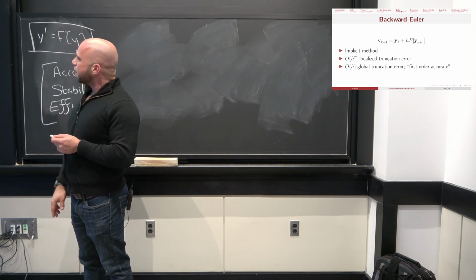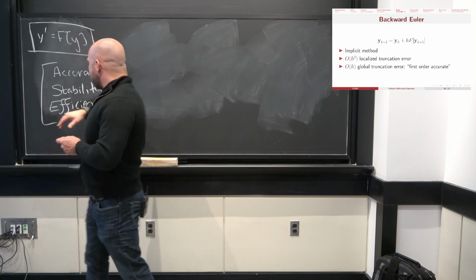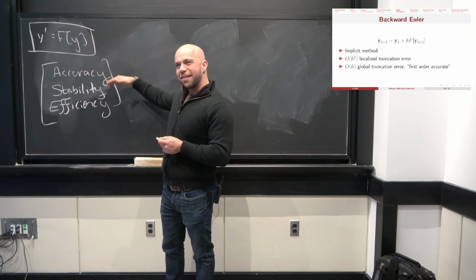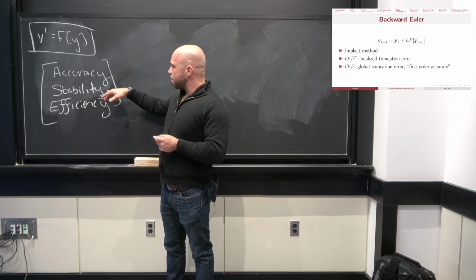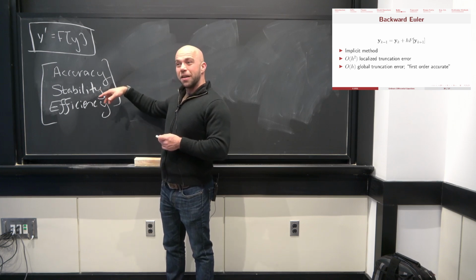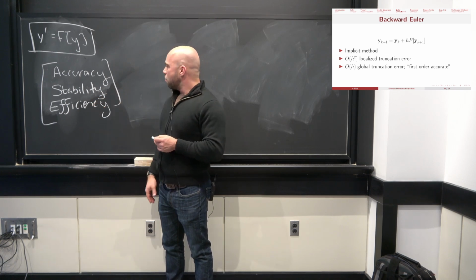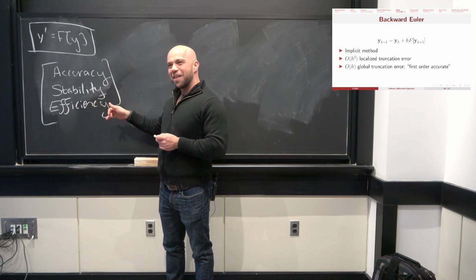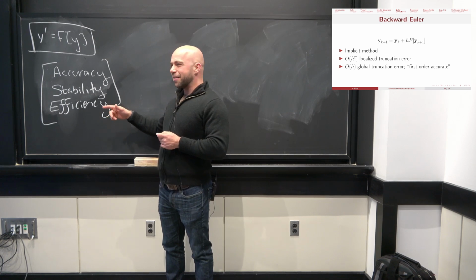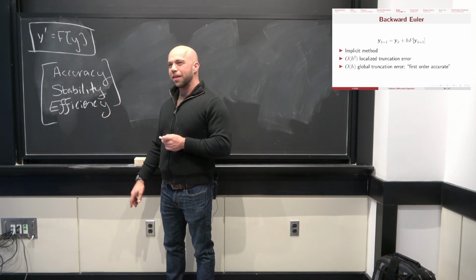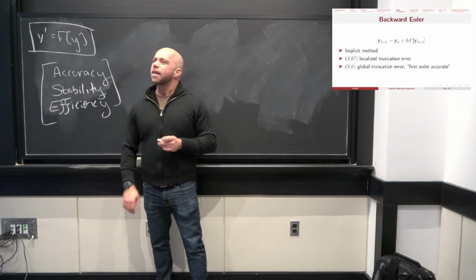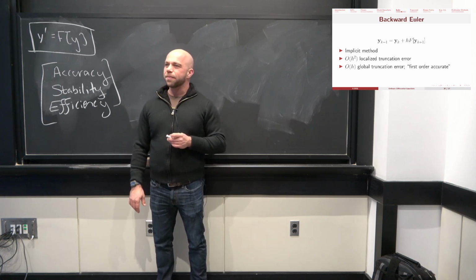But in exchange for that, even though we have the same order accuracy, if we look at our three axes here, the stability was much better, right? At least for the linear ODE, it was unconditionally stable. And what about the efficiency? Way worse, right? Because now I have to solve something instead of just plugging into a formula. Does everybody understand the story so far?